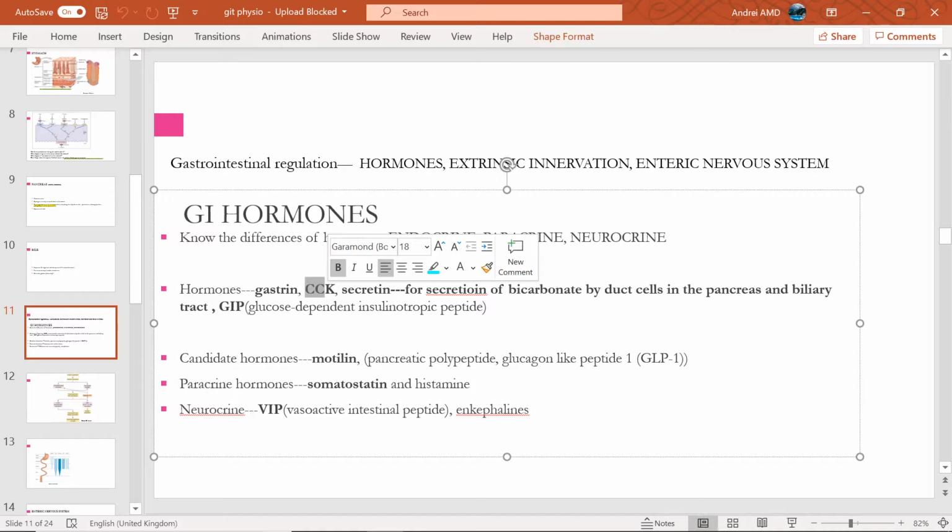What else does it do? It induces the secretion of hydrogen carbonate. Oh no, sorry. What I said at the beginning was wrong. I said it has the same function as gastrin, but I meant the same structure as gastrin. Sorry, that was very different. So this one stimulates hydrogen carbonate secretion. And one more important thing is that it inhibits gastric emptying.